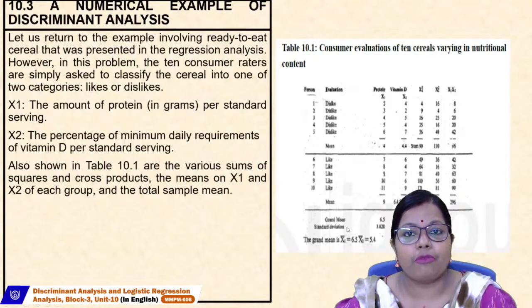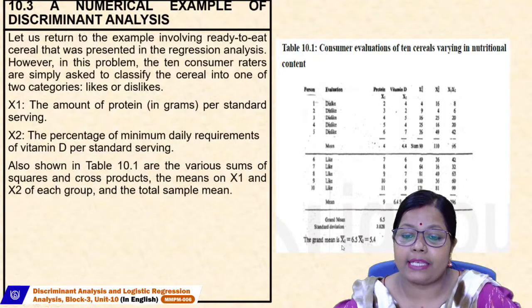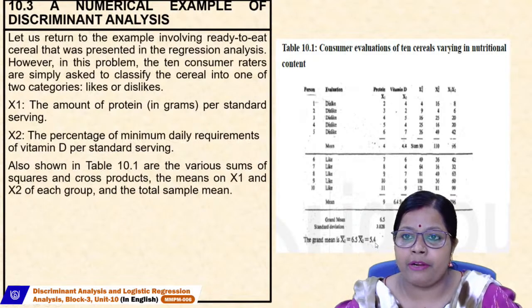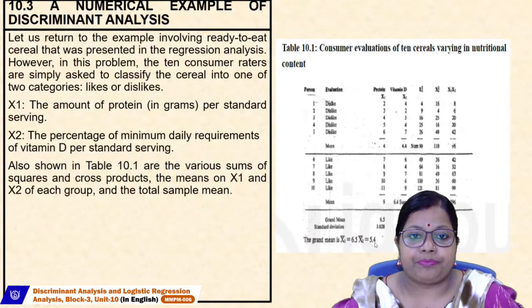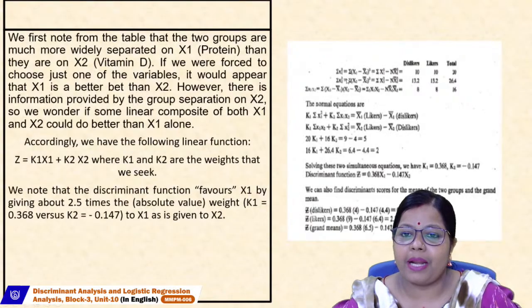And by applying the formula of standard deviation, we have calculated the standard deviation as 3.028, and we have mentioned that our grand mean for x1 bar, which is for protein, is 6.5, and for x2 it is 5.4. So we can see here we have applied the linear normal equation formula to calculate the discriminant analysis, and the normal equations we have cited here also.